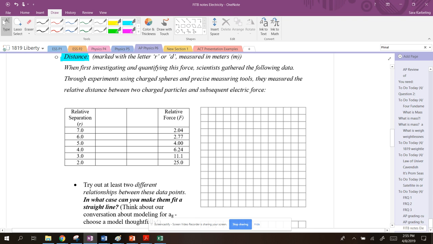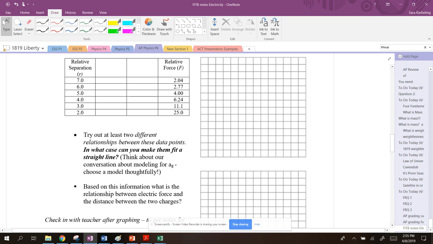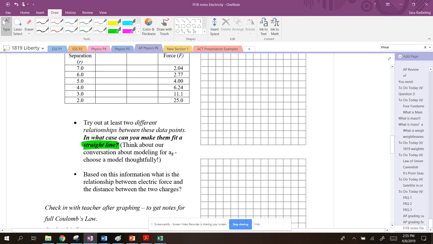My task for you right now, in the next 5 minutes or so, is to try out two different relationships between these data points. Even if you have a gut feeling, I want you to look at it and think about it and see how it works. Your goal is to make it fit a straight line. Surprise, surprise. Okay? Work with each other. Grab a calculator. You'll probably need one. Once you've got it, let me know, and I'll get you those notes for Coulomb's Law. It's up to you to figure it out. Work with your partners. Find somebody to work with and do it.